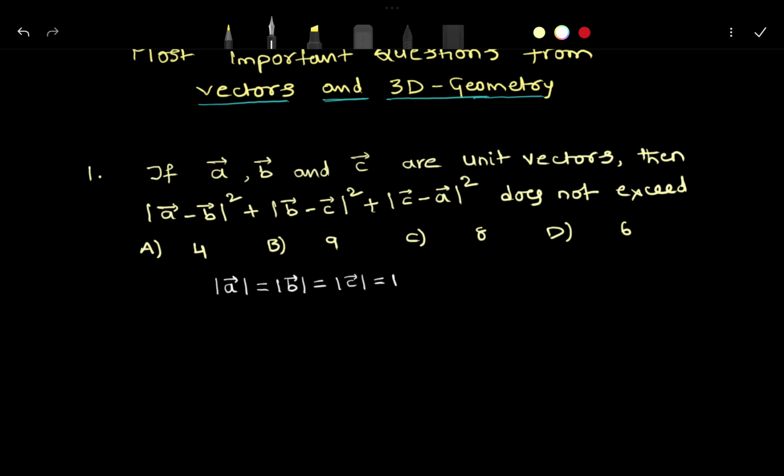The question is, you have to find out modulus of a minus b whole square plus modulus of b minus c whole square plus modulus of c minus a whole square does not exceed. Does not exceed means what? The maximum value of this should be found. So how to find this model problem?